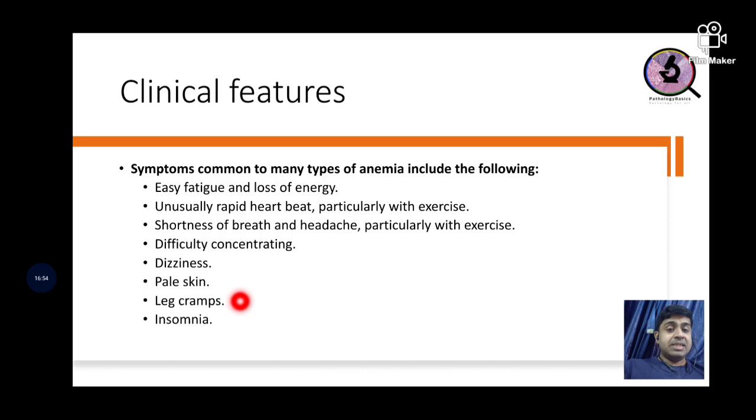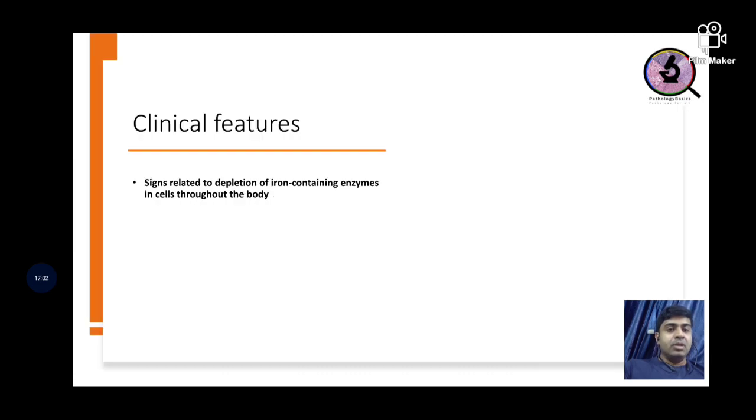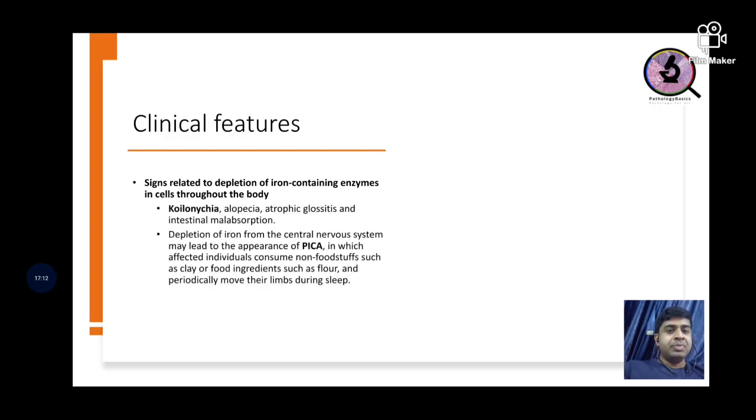This is atrophic glossitis. You can see it in case of severe iron deficiency anemia, and especially in a condition called Plummer-Vinson syndrome, there is definitely hypochromic microcytic anemia, there is atrophic glossitis, and the third feature of Plummer-Vinson syndrome is esophageal webs. These kind of webs are seen in Plummer-Vinson syndrome. It is a clinical feature of iron deficiency type of anemia.